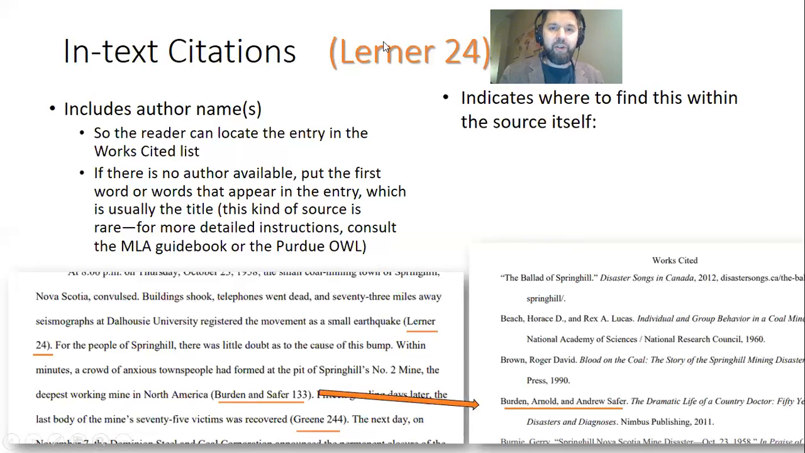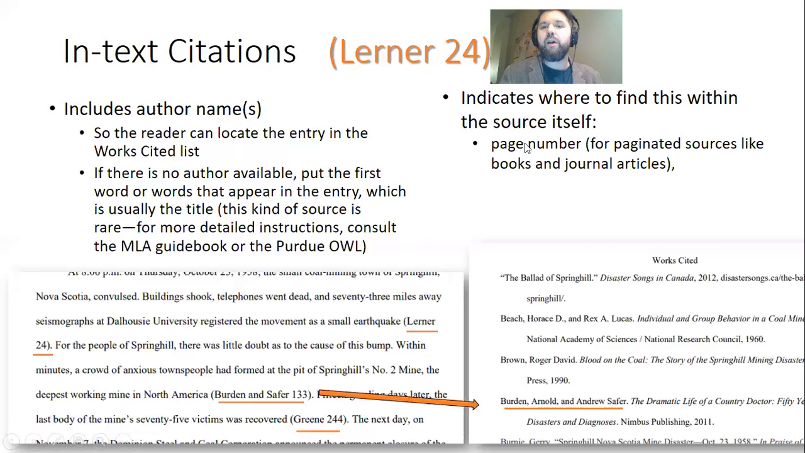So that's what the first part does, right? That tells you where to find it in the works cited list. But what does the second part, 24, do? It tells where to find this within the source itself. So with Burden and Safer, once I get that book from the library or from Barnes & Noble or from wherever, I know that I need to turn to page 133 to find more information about the crowd of anxious townspeople. So it'll usually tell me the page number, for paginated sources like books and journal articles. Sometimes it'll be a line number, and there are specific rules about how to do that if you're citing poetry or something like that.